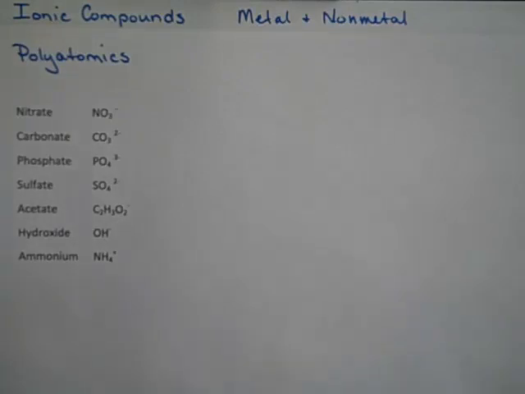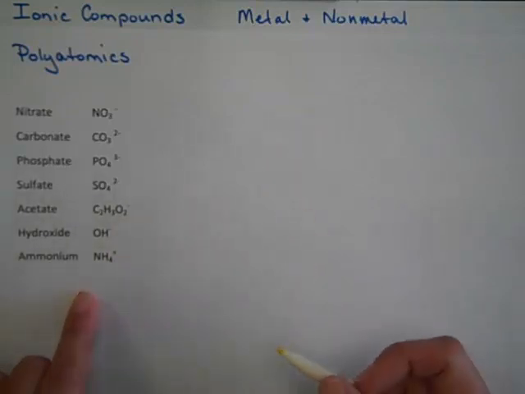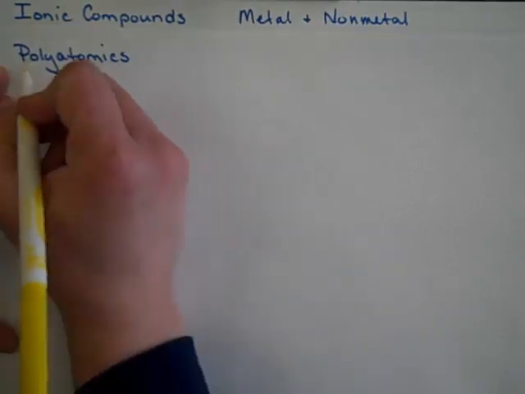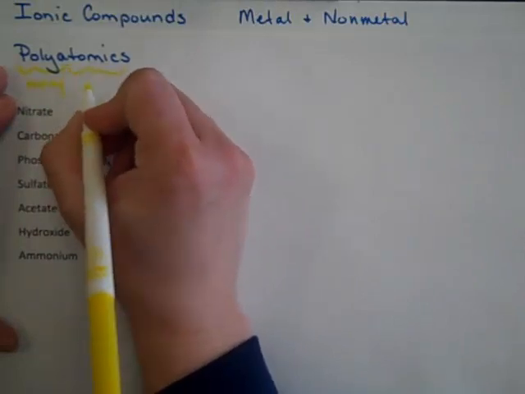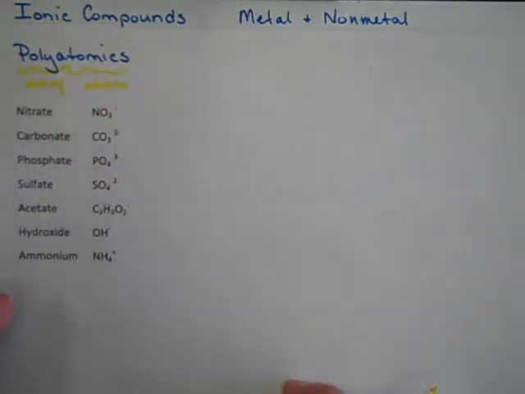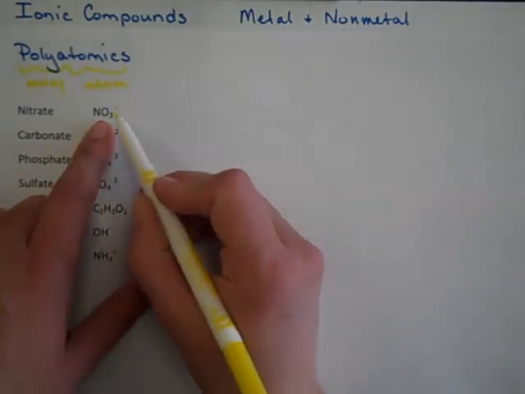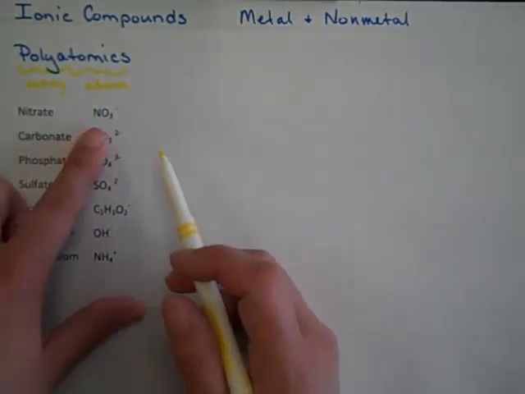Now you have a sheet that was handed out in class that has a couple dozen different polyatomics. These 7 right here are the ones that you need to know in class. These are the ones that you need to memorize. And a polyatomic, all it is, is several atoms bonded together that act like a single atom. So poly means many, and then atomic refers to the atoms. So a polyatomic is several different atoms bonded together, and they end up with an overall charge, and they act like a single atom. So for example, nitrate.